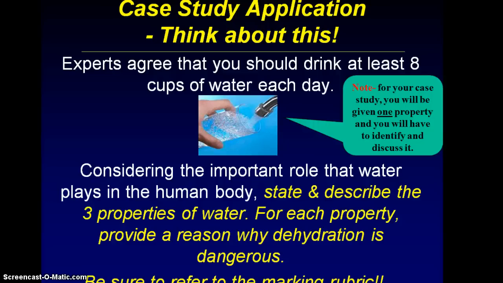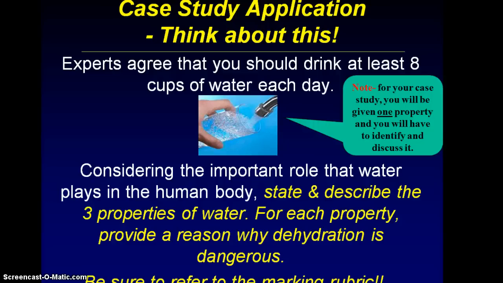So why is the property of water having a high heat capacity important for our body in relation to homeostasis? And then you also want to think about if we were dehydrated, so the content of water in our body is lower than normal, what consequence would that have on our ability to maintain homeostasis? What would be the effect of dehydration for each property?